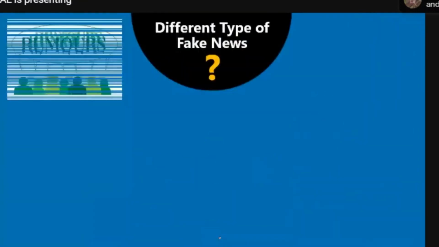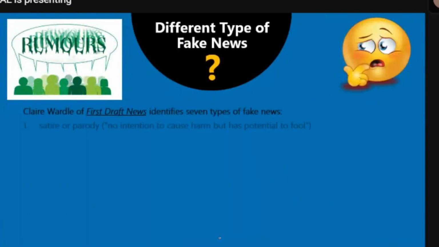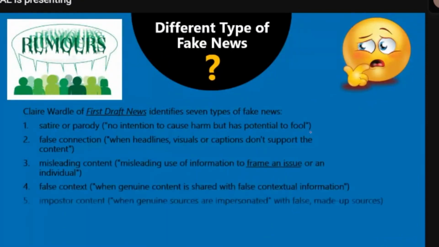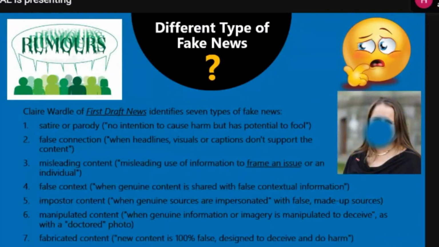So what are the different types of news? You can see this lady, her name is Claire Wardle. She has given 7 types of fake news. Actually, I read the blogs she writes and her papers also. She mainly says that there are 7 types of fake news.